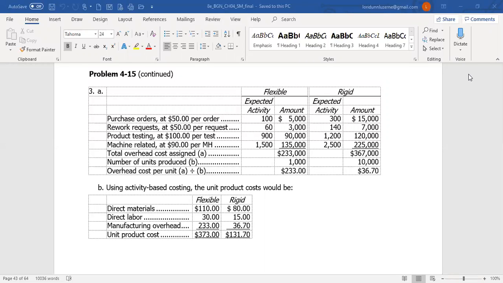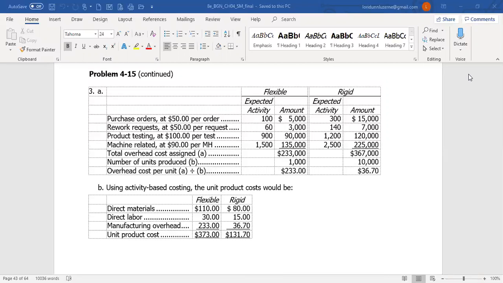So you can see the direct materials per flexible is $110, per rigid, $80. The direct labor cost for flexible is $30, rigid is $15. The first requirement is to compute the predetermined overhead rate using direct labor hours as the basis for allocated overhead costs to products. Compute the unit product cost for 1 unit of each model.